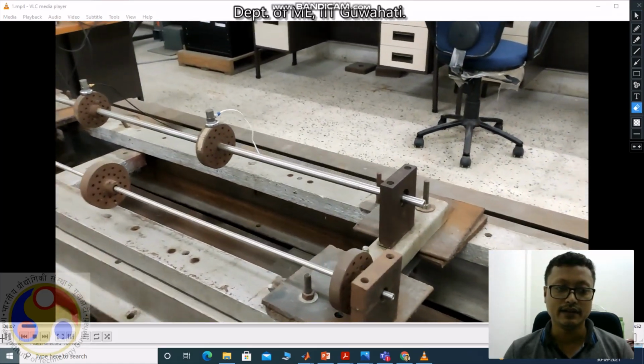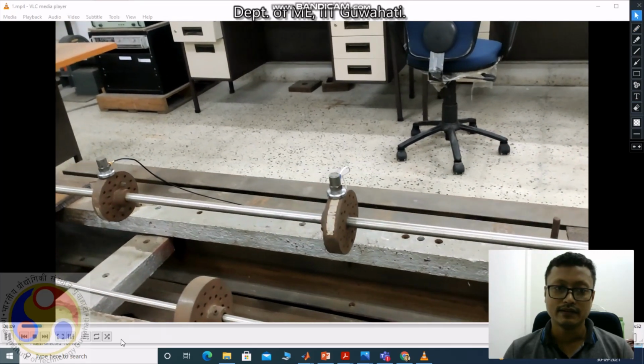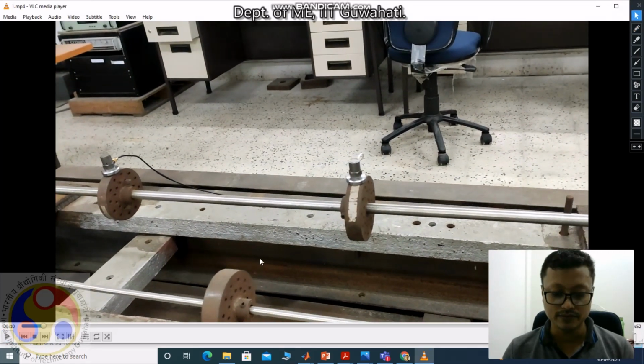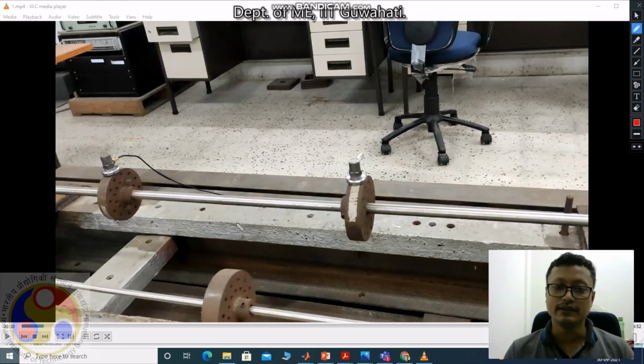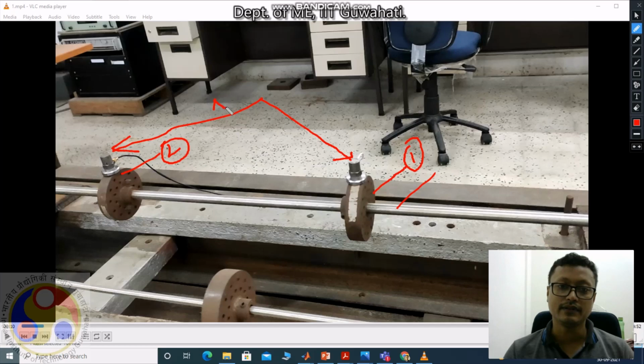So this is our experimental setup. First we are going to do the experiment with 2 degree of freedom. This is the beam, and these are the masses. This is mass 1, and this is mass 2, and these two are the sensors. These are the accelerometers.